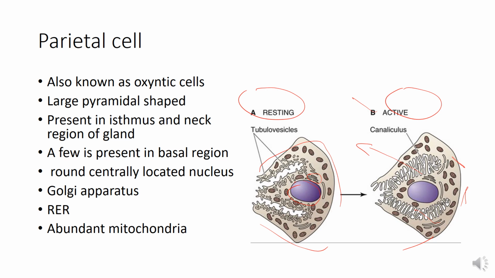Now, these are the tubules. You can see here tubulovesicular structures. Their concentration is more in the resting cell, but when the cell becomes active, these tubulovesicular structures fuse with the plasmalemma of the cell, which results in deepening of the intracellular canaliculus and an increase in the number of microvilli projecting into the intracellular canaliculi. Therefore, the number of tubules and vesicles is very low in the cytoplasm of an active cell.